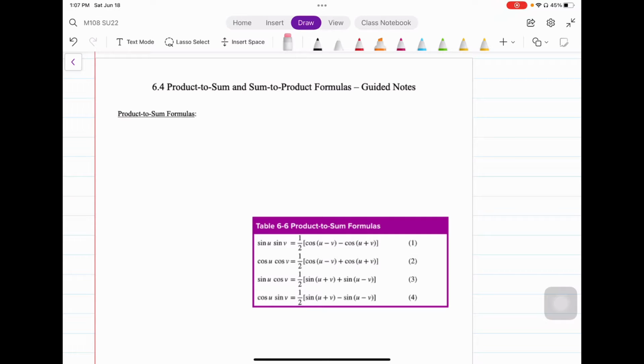We're going to be exploring product to sum and sum to product formulas. They're pretty straightforward. You use the formulas, you see them, and you apply them, but I would like to show you how they are derived.